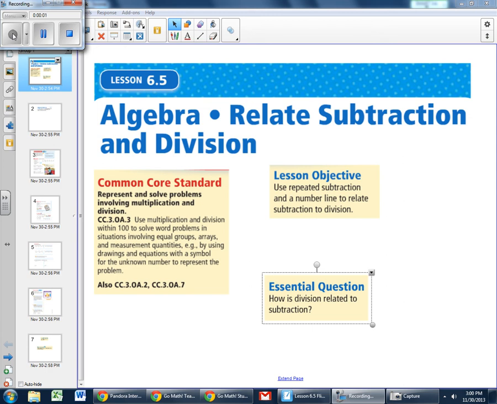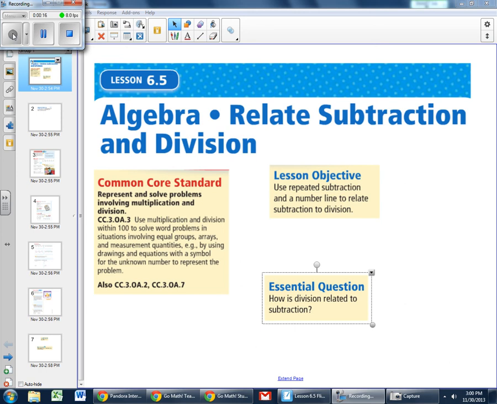Lesson 6.5, looking at the algebra strand, we're talking about related subtraction and division. Believe it or not, these two things are very closely related, and when you have one figured out, you'll have the other one figured out. And that is the focus of today.